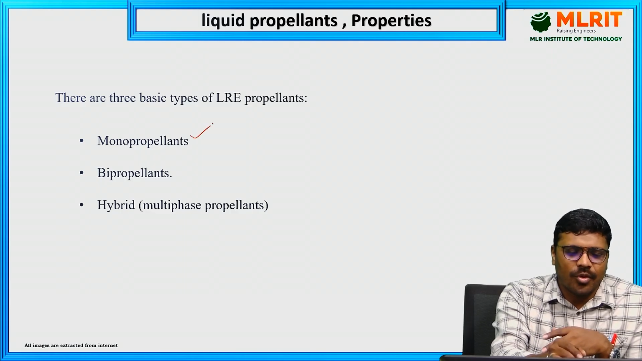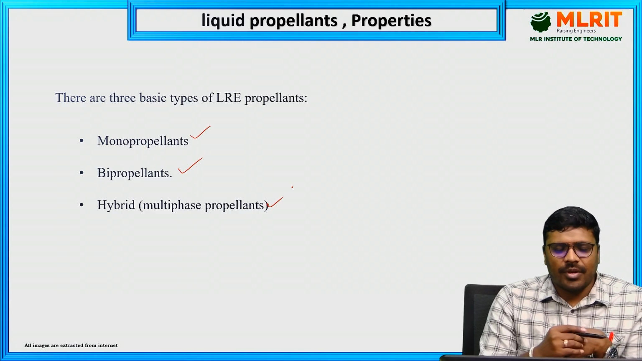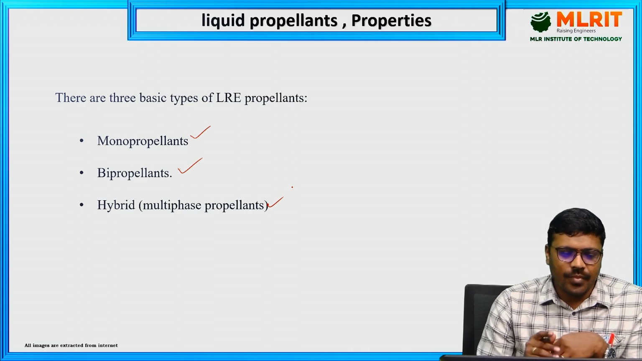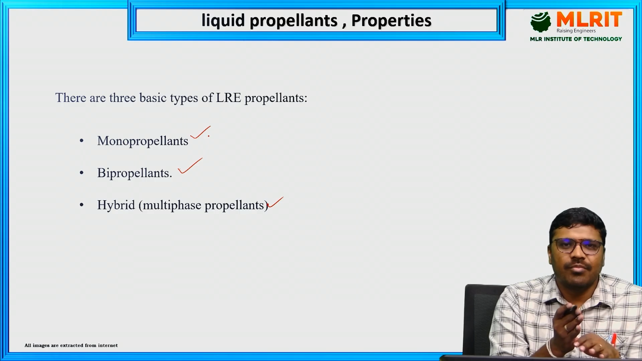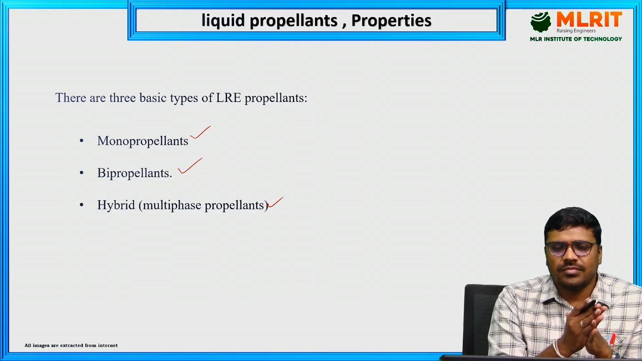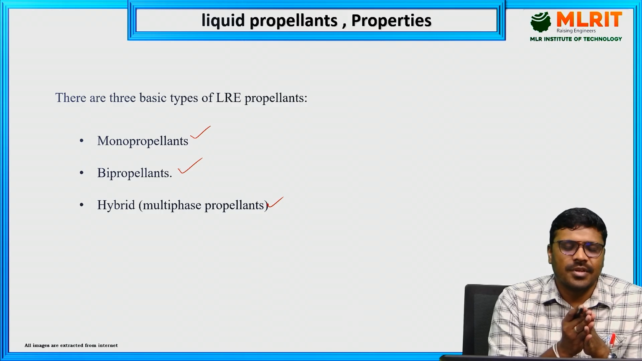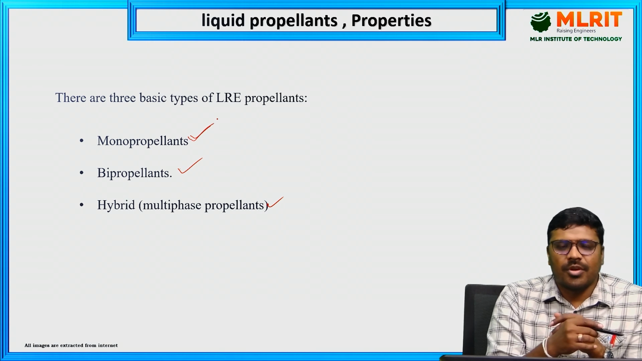And if you go with propellant storage, then this can be classified into three types: monopropellant, bipropellant, and hybrid propellants. Monopropellant means a single chemical substance contains both fuel atoms and oxidizer atoms, so that it is a single substance. That type of propellant is called monopropellant.